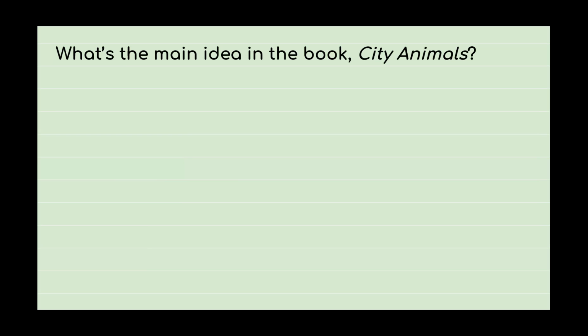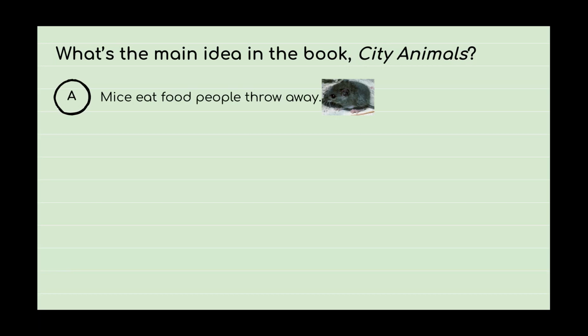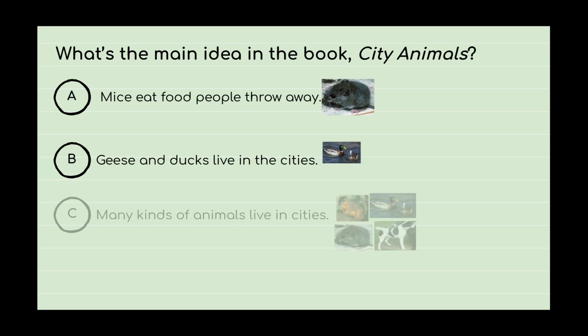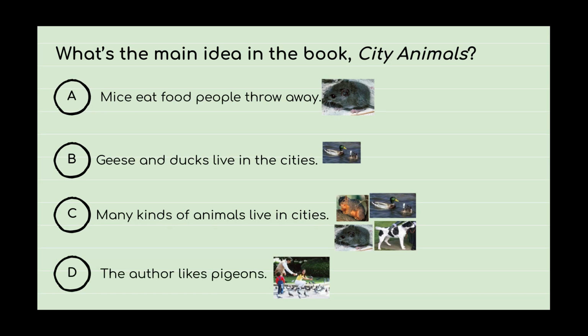What's the main idea in the book City Animals? A. Mice eat food people throw away. B. Geese and ducks live in the cities. C. Many kinds of animals live in cities. D. The author likes pigeons.